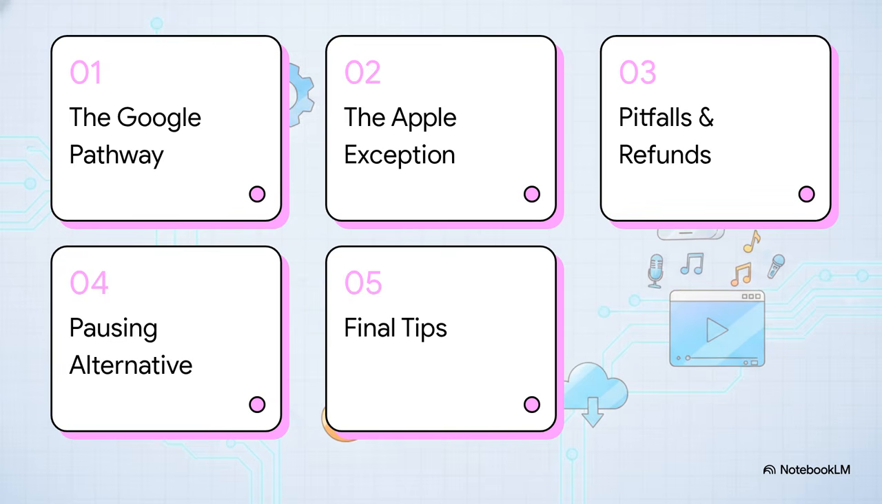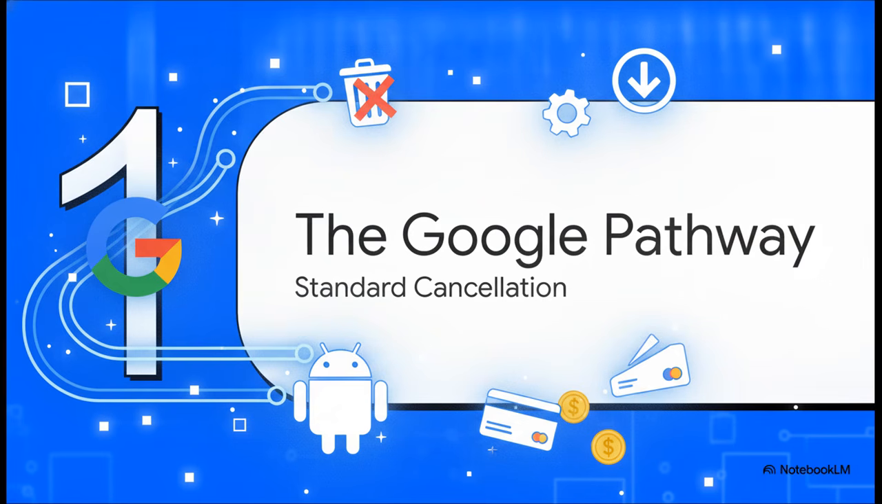Okay, here's our roadmap for today. First, we'll look at the Google pathway. Second, the Apple exception. Third, billing pitfalls and refunds. Fourth, we'll explore pausing as an alternative. And finally, we'll wrap up with some final tips. Let's dive right into Section 1, the Google pathway.